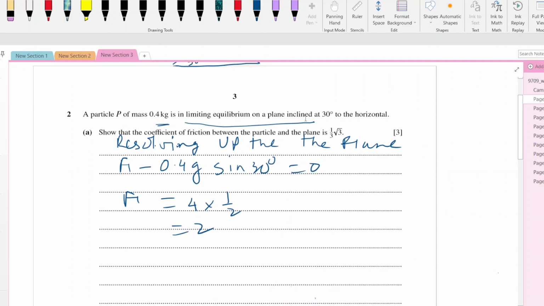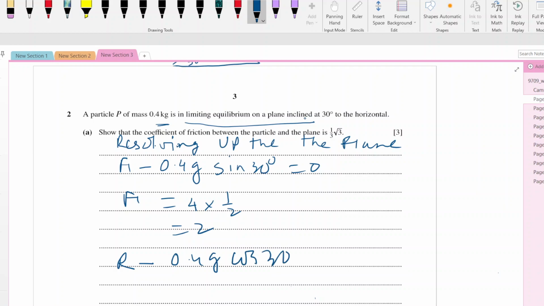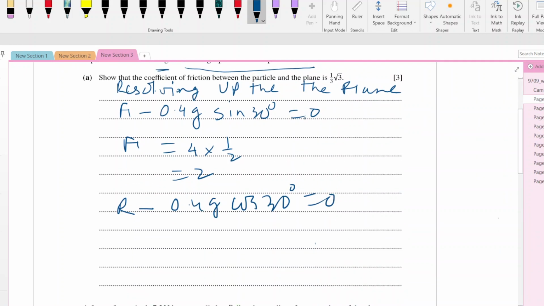Now resolving perpendicular to the plane, you can write R minus 0.4 g cos 30 degrees equals 0. Now R equals, from 0.4 g is 4 and cos 30 degrees is root 3 by 2, this is 2 root 3.